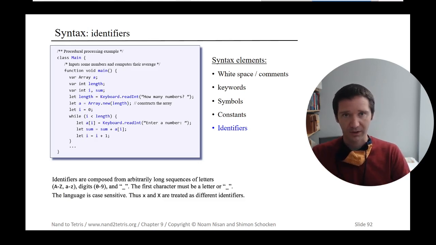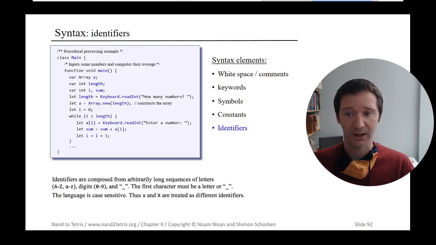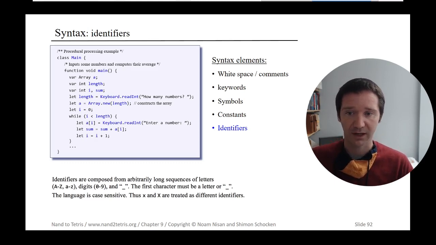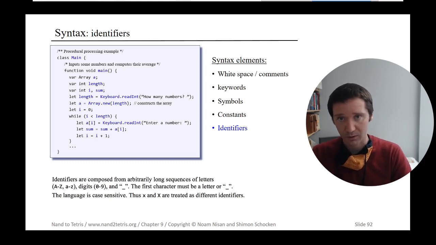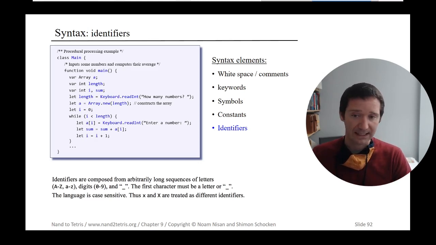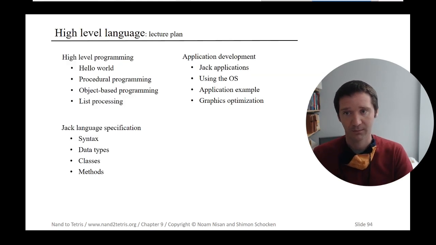So much like in Project 8, when we were looking at VM variables, these are an arbitrary sequence of letters and digits. The first character must be a letter or an underscore. We cannot start with a number because that can mess up some of our text processing. And our language is case sensitive, so x and capital X are going to be treated differently.